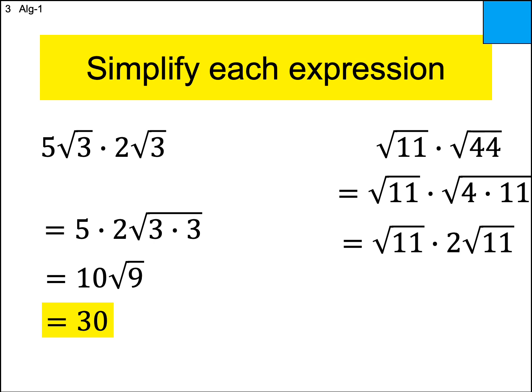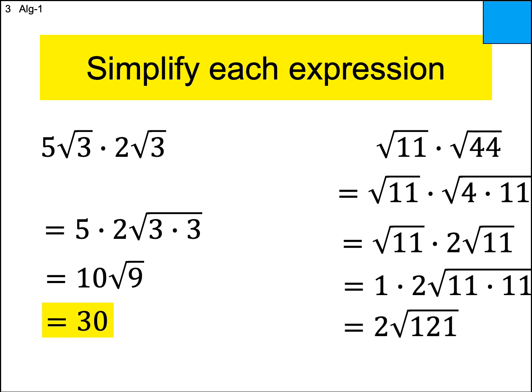Why did I do that instead of multiplying? Well, now I'm multiplying with smaller numbers, okay? Coefficients with coefficients, outsides with outsides, insides with insides. Now I have 1 times 2, and 11 times 11. Well, 11 times 11 is 121. Or you realize that 11 times 11 is 11 squared. The square root of 11 squared is 11. So is the square root of 121. So the square root of 121 is 11, and 11 times 2 is 22.